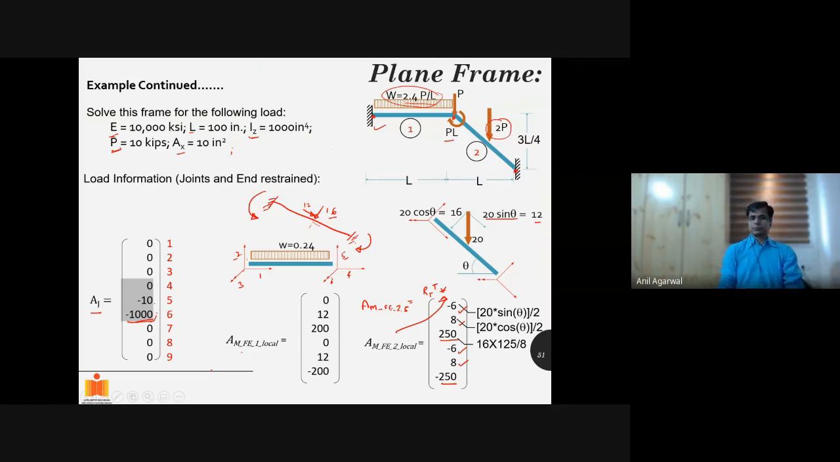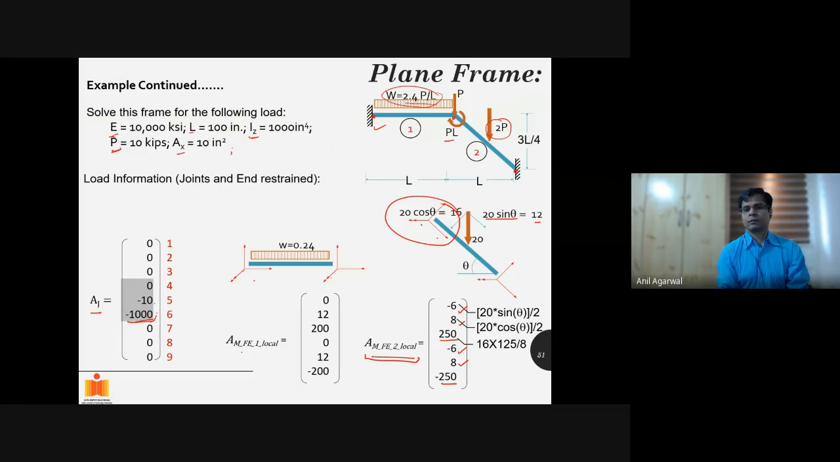Agreed? Because in this present situation, this is in the local coordinate system. The vector that is given here is in this coordinate system, which is different from this coordinate system. So I cannot add the terms corresponding to this vector and this vector. First I have to transform this vector in the global coordinate system.